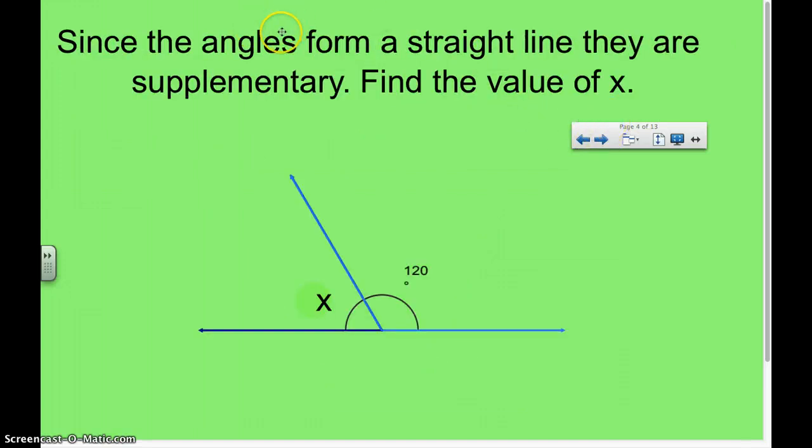So let's see. Since the angles form a straight line, they are supplementary. So I know that this is a straight line down here at the bottom, and I know that I need to equal 180. So I can do 180 minus 120, and that means that x is going to be 60 degrees.